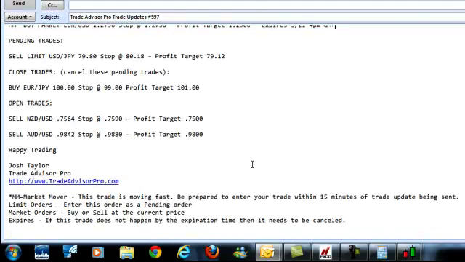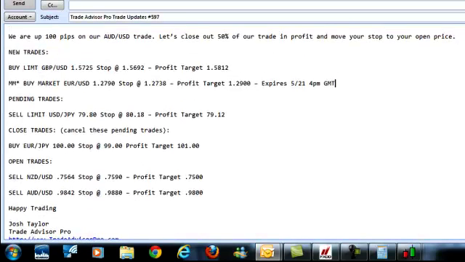All right. So at the bottom here of the email, it explains some different annotations. You may see a star MM. That means it is a market mover. It says this trade is moving fast, be prepared to enter the trade within 15 minutes. Now I'll tell you why we do have these market mover trades. In fact, this is supposed to be here.